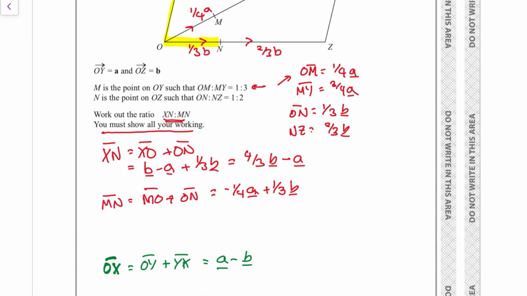Now, look at what I've got. Look at these two things here. They don't look the same at all, do they? I'm going to have to do some work to try and make them somewhere comparable. So what I'm going to do is I'm going to leave the X to N as it is, because I think that's kind of okay. I'm happy with that one.